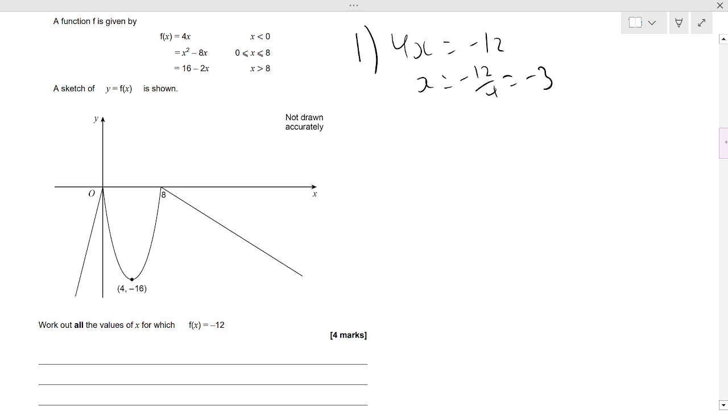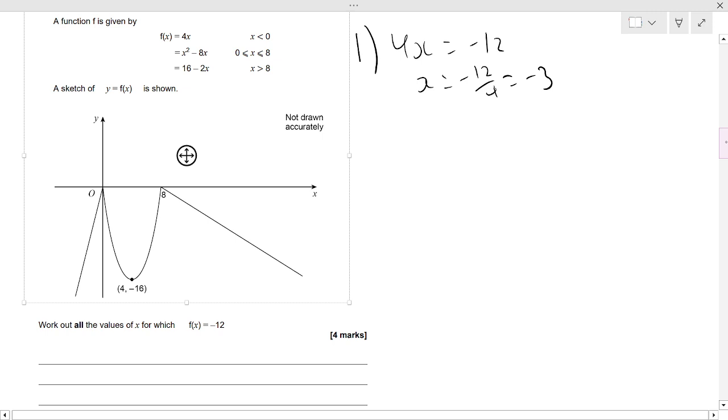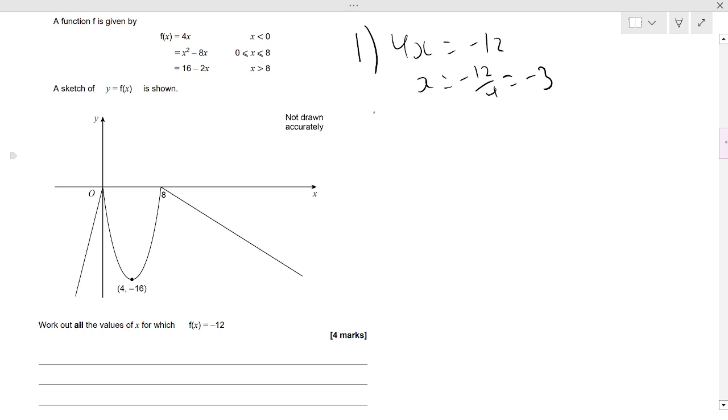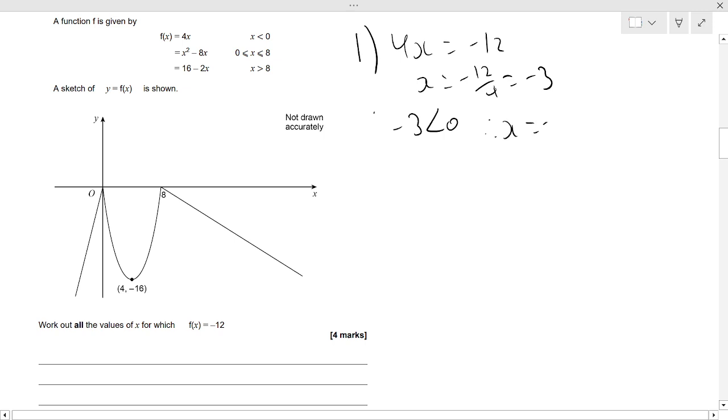Now we need to check as well, is this valid? Because all these, I guess mini functions, right? Mini expressions, they're only valid for certain values of x. So the first one is defined as x less than 0. And here, minus 3 is less than 0. So therefore x equals minus 3 is a solution. So that's the first part.